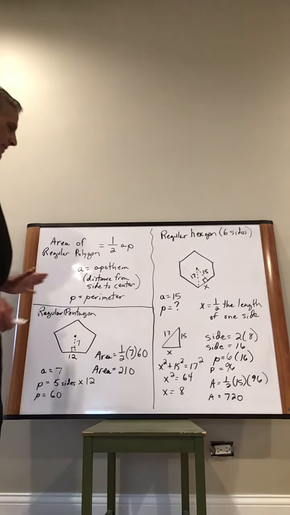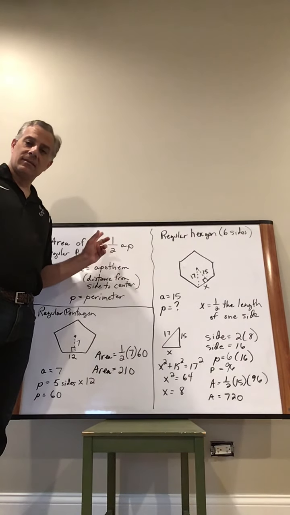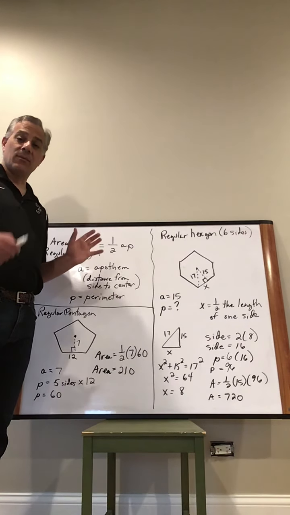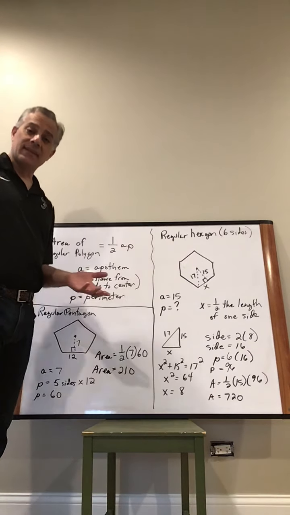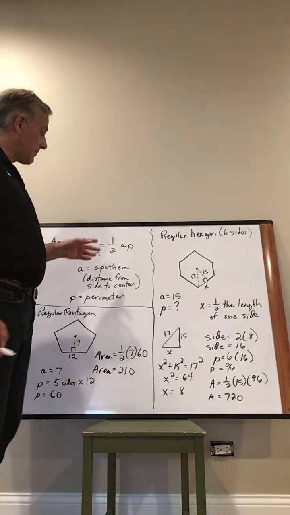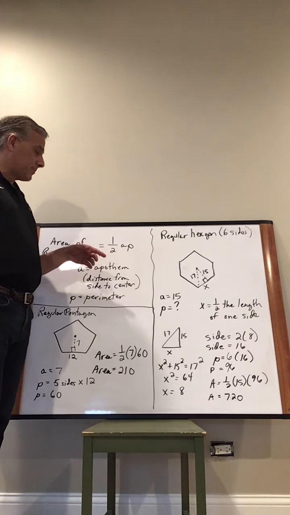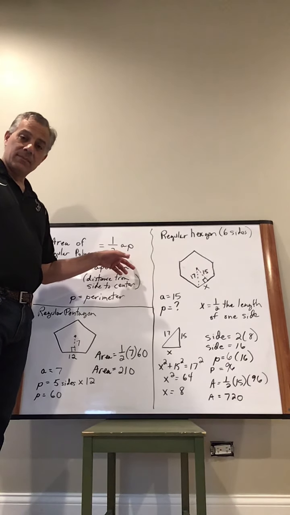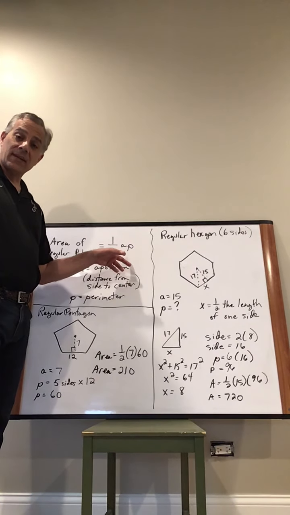The tricky thing is you're usually going to be given the apothem or one side, and then you have to work from that. If you're given the sides, then the perimeter is easy to find. If you're given the apothem, then obviously you usually have to do some work to find the perimeter.